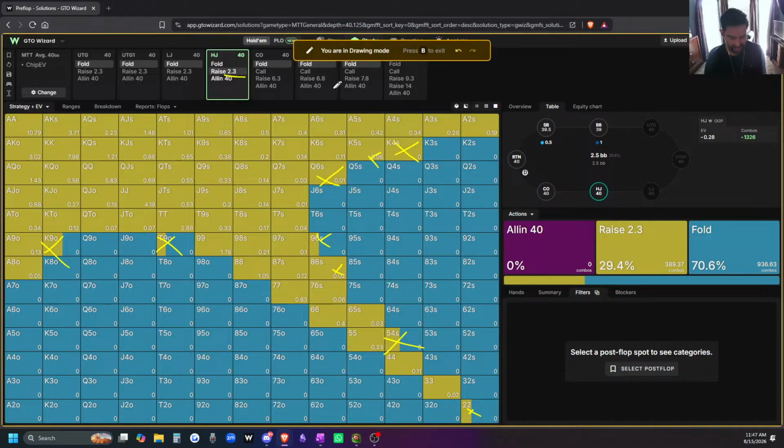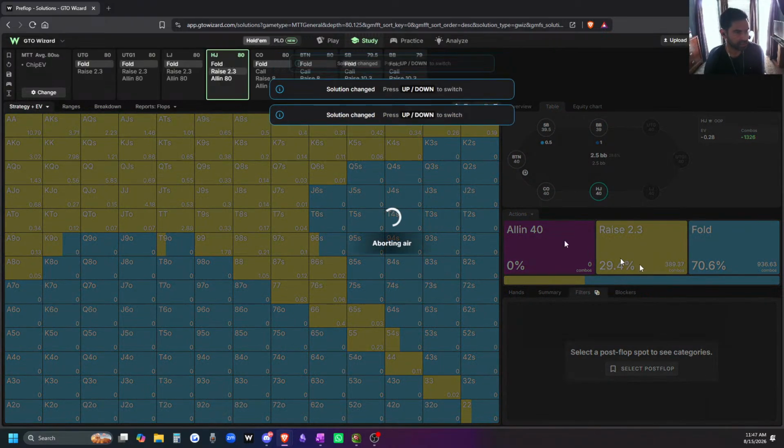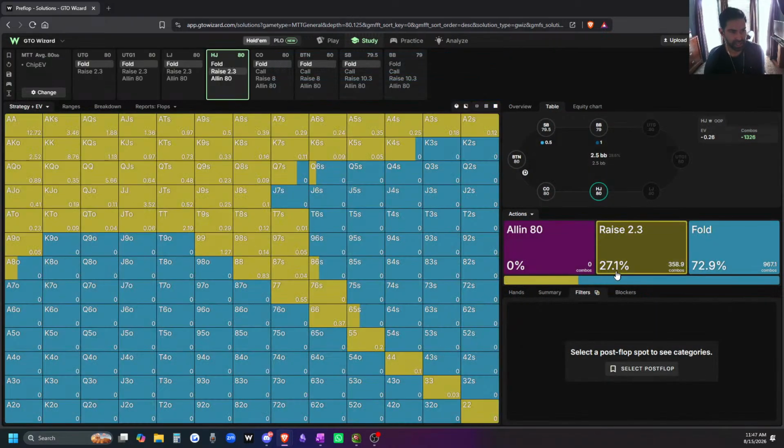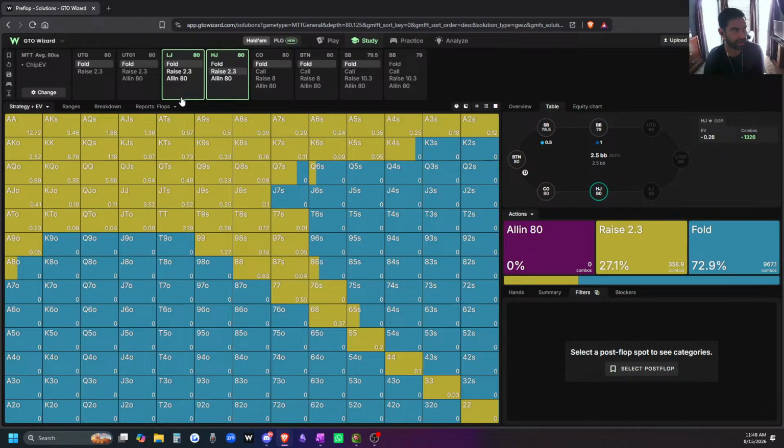our opening range, not by a ton, but let me give you an example. If we go up to, instead of 40, let's just check 80, it's slightly tighter. The reason for that is you're going to dump some smaller cards. Your value threshold for stacking off post-flop is going to be a little bit tighter, so you want to show up with a few less combos pre-flop. I think that makes sense to me.